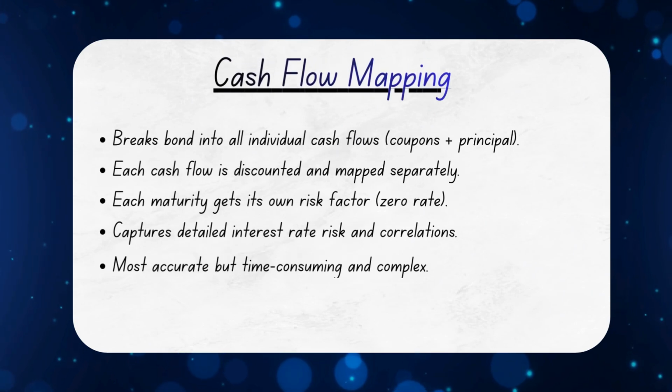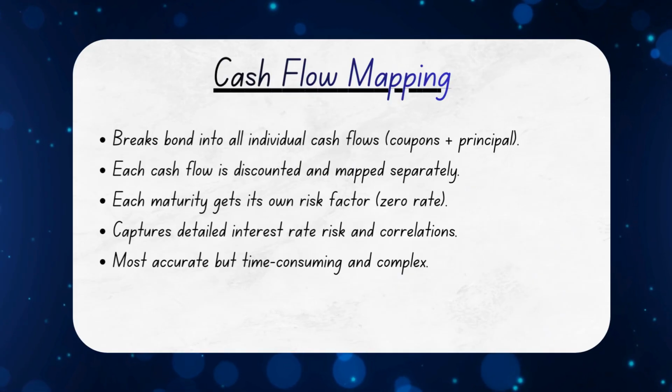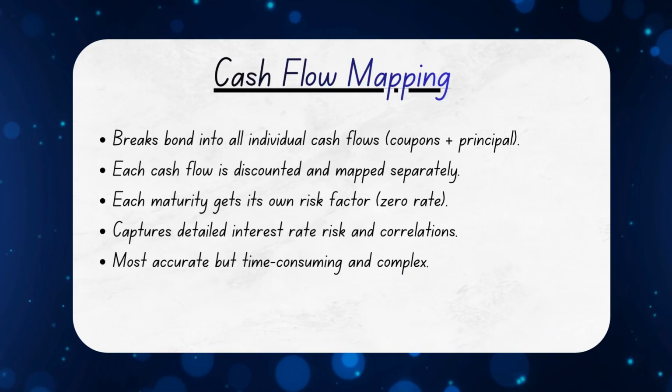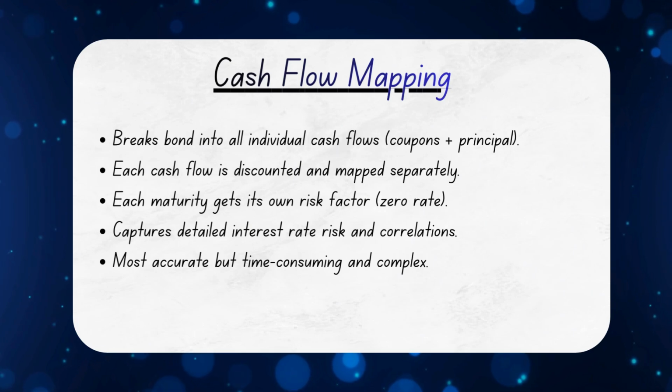Finally, we have cash flow mapping, which is the most accurate and detailed method. Here, we break the bond into every single payment, each coupon and the principal, and treat them separately. Each cash flow is discounted and mapped to its own maturity risk factor. Think of it like tracking every salary payment you'll receive in the future instead of just looking at your final retirement amount. This captures risk much more precisely and even considers correlations between different maturities. The downside is that it takes more time and calculations.